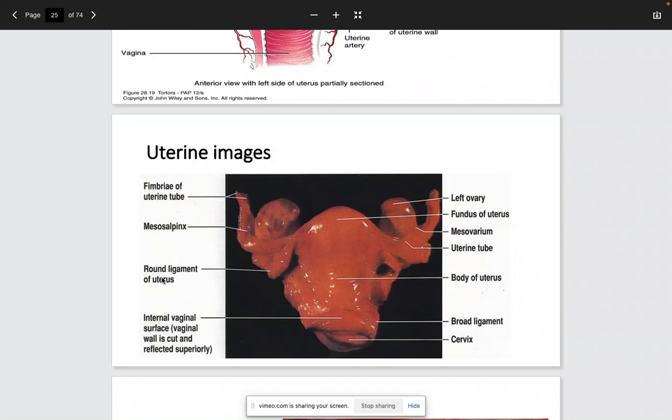This is the round ligament of the uterus. Again, this is going to be the ligament that actually contains the uterine artery as it's going to supply here before it divides into the arcuate artery. The broad ligament is just going to be part of the parietal peritoneum.